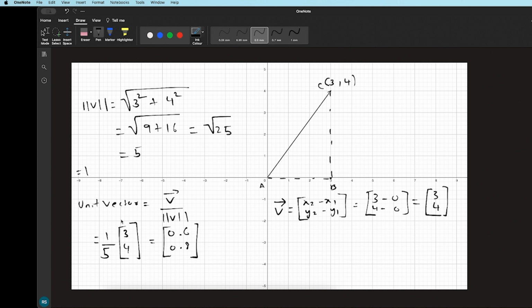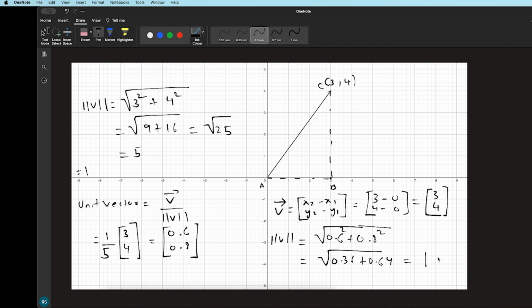Suppose this is my unit vector, and I want to confirm that it has length 1. How I will confirm is I will find the magnitude of this unit vector, that is 0.6 square plus 0.8 square. So it is 0.36 plus 0.64, which is nothing but 1. So this is the unit vector.